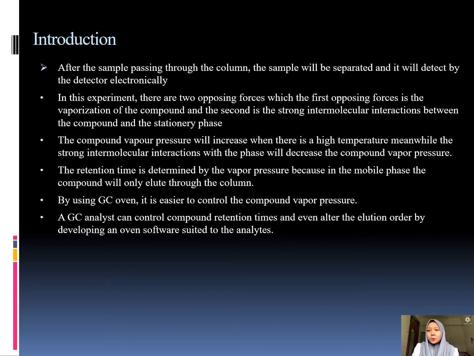The compound vapor pressure will increase at high temperature. Meanwhile, the strong intermolecular interaction with the phase will decrease the compound vapor pressure. Since the compound can only elute through the column when it is in the mobile phase, vapor pressure is used to determine the retention time. By using a gas chromatography oven, it will be easier to control the vapor pressure. A gas chromatography analyst can control the retention time of the compound and even alter the elution order by developing oven software that suits the analyzer.